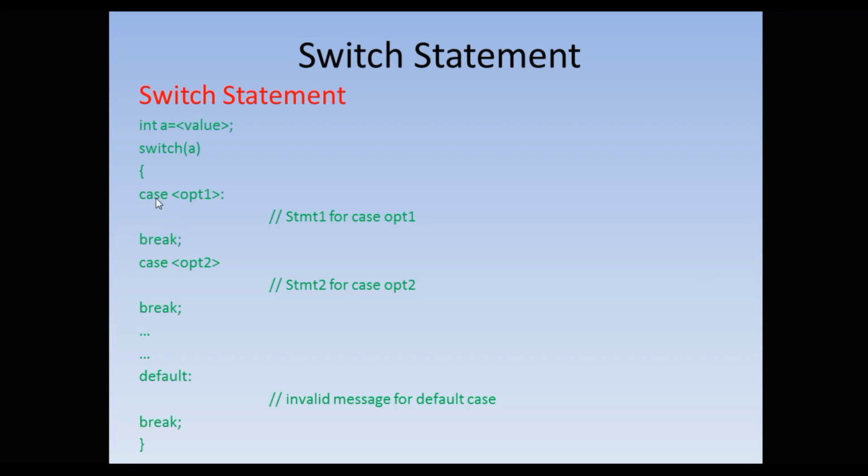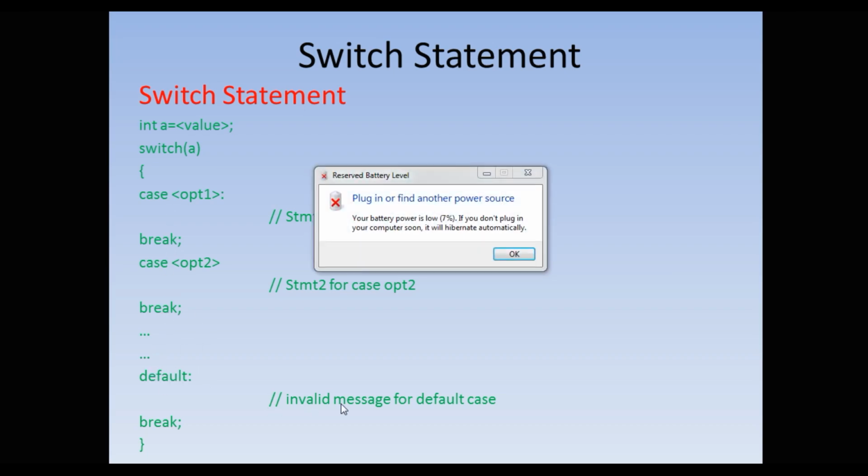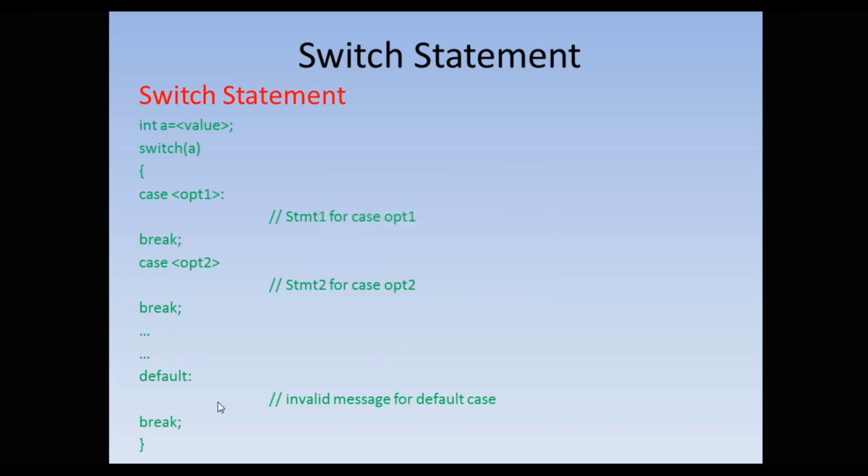Here you can see case option 1, suppose 1, and break inside that statement 1 for option 1. Same here, case 2 or case option 2, break inside that statement 2 for case option 2, and other cases are also possible. Now the default case, default is a keyword. Suppose the value passed by a is not in the particular case list, at that time this message will print, and that message should be an invalid message, and then break and curly bracket close.